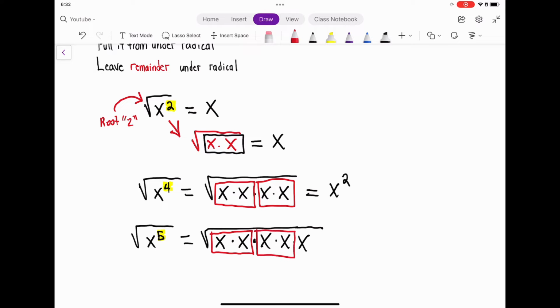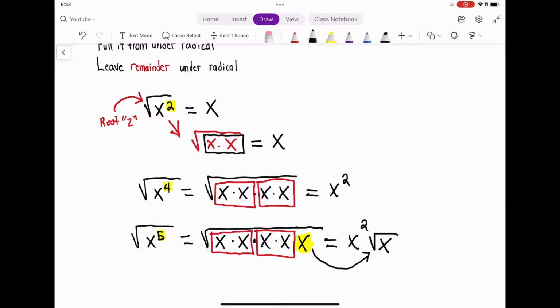But what happens to this last x by itself? To finish this problem off, we're going to pull out x squared because we have 2 pairs, so that's x to the second power. And anything that's left over is going to stay under the radical. So radical x to the fifth power, once we simplify, will be x squared times radical x.